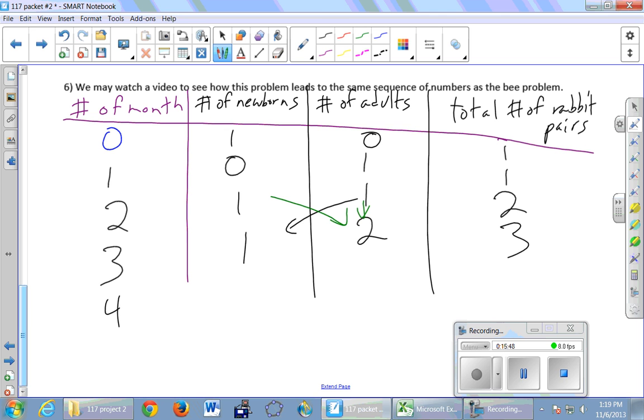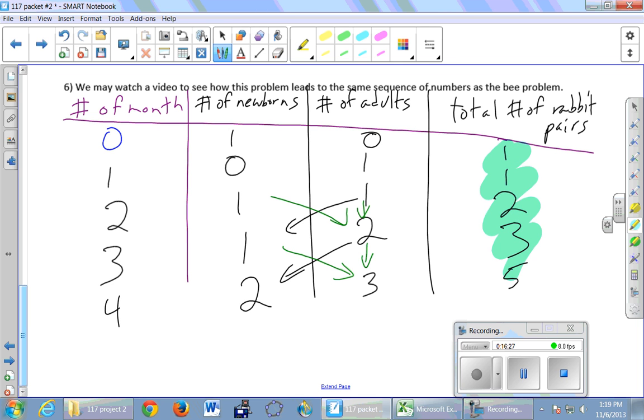Fourth month. Okay, I'm looking for how many newborns I get. It has to do with how many adult rabbits I had the previous month. How many adult rabbits did we have last month? We had two. So each of those gives us another pair of babies. So that 2 gets copied over there. In terms of the number of adults that we have, it's 3 because you had 2 adults and then you had one pair of babies that is about to become adult. And so we have 3 pairs of adults now. How many pairs altogether? 5.